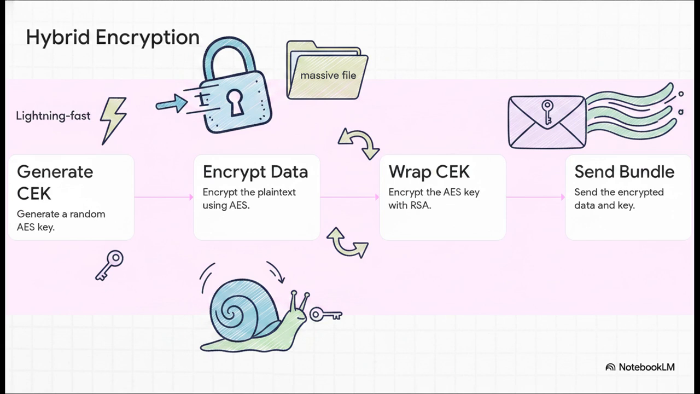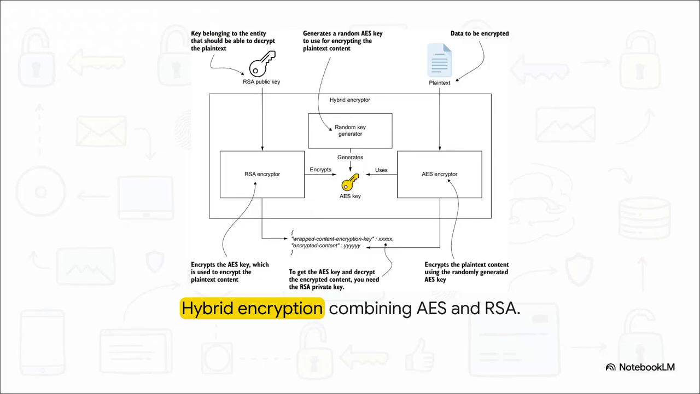We use that to encrypt the heavy payload at lightning speed, and then we use the slow RSA algorithm just to encrypt or wrap that tiny AES key. Let's walk through the exact step-by-step life cycle of how this hybrid wrap and unwrap process works in a single request. It's a seamless team-up of AES for high performance and RSA for secure key distribution.